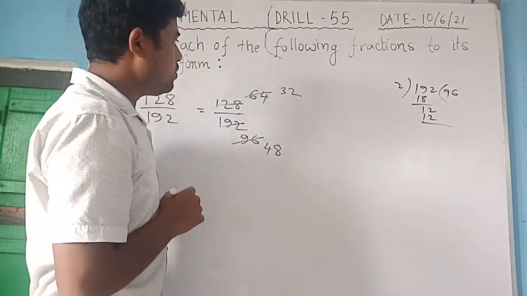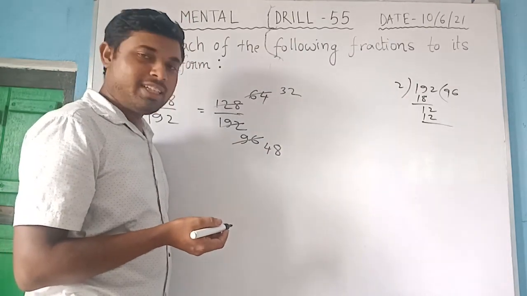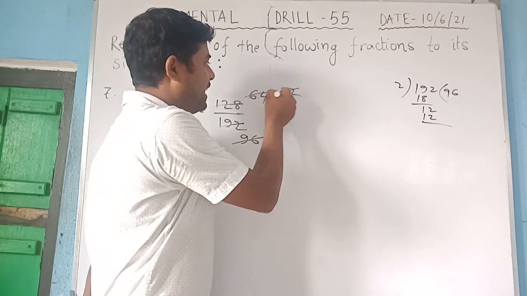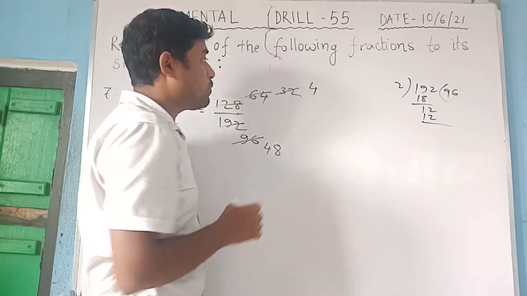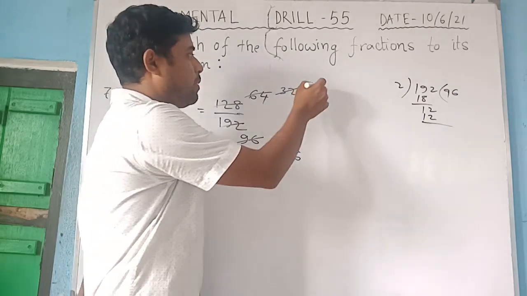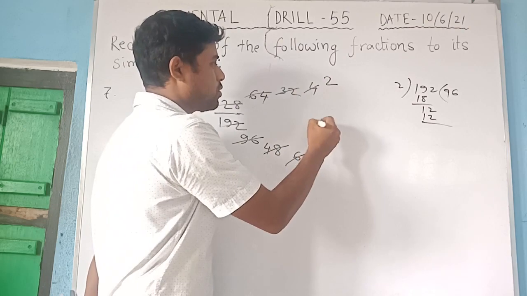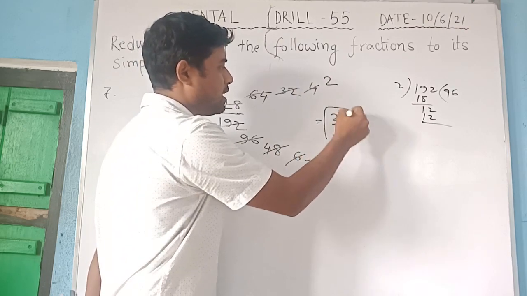48. Now you can cut this by 2. Can you cut this by 8? Yes. So if you cut this by 8, what will you get? 8 4s are 32 and 8 6s are 48. Now by 2 this is 2. Now by 2 this is 3. So 2 by 3 is the answer.